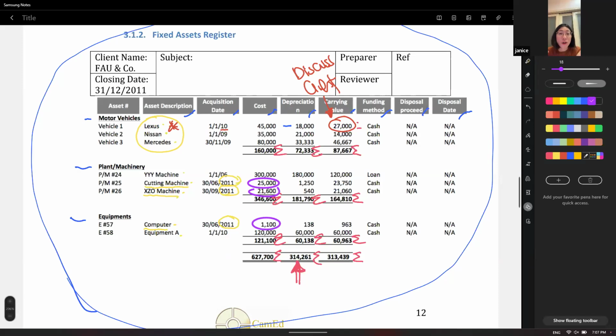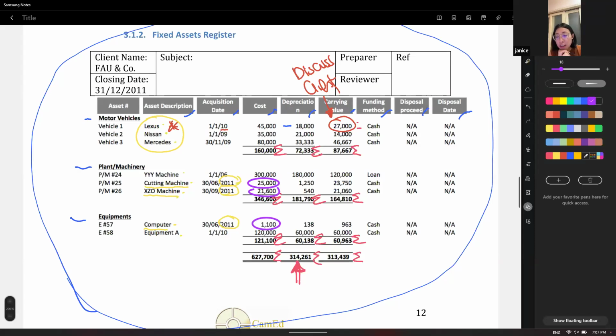Remember, accuracy is about making sure the amount is done correctly. We want to check if these amounts were recorded correctly. So may I ask you guys, how can I verify if the cost is recorded correctly or not? What kind of proof, what kind of document should we use to verify it?